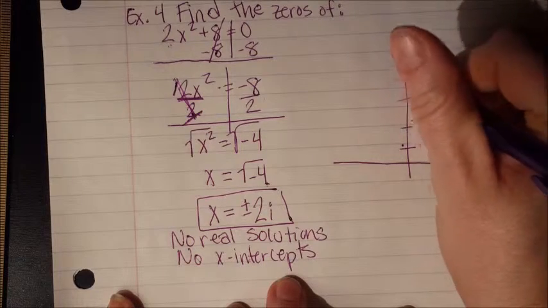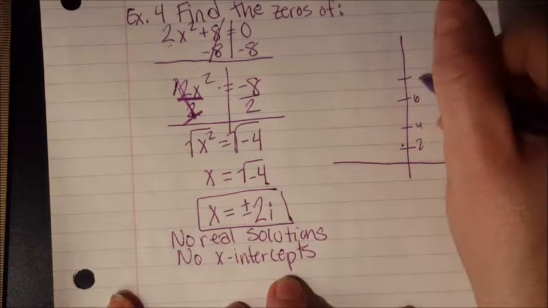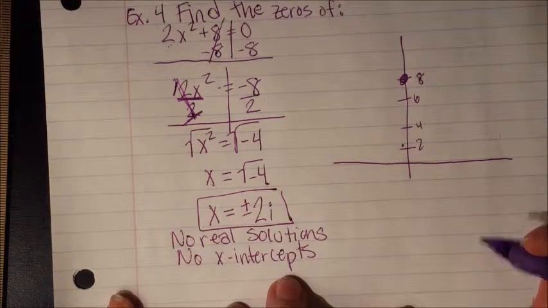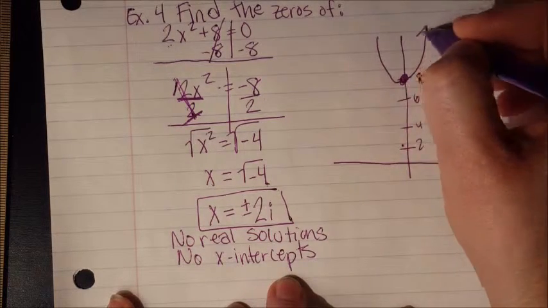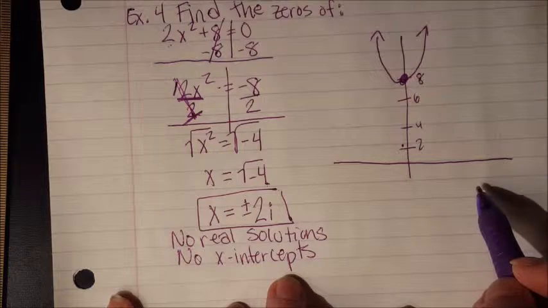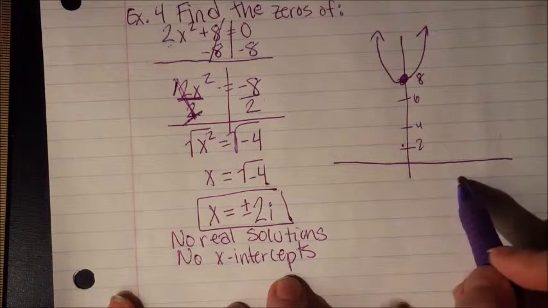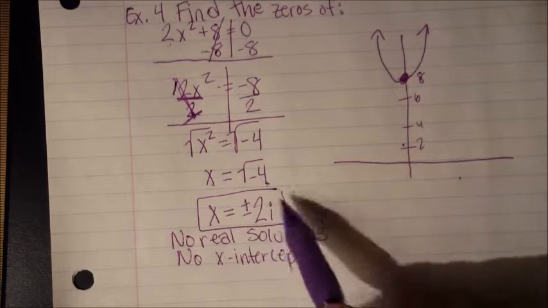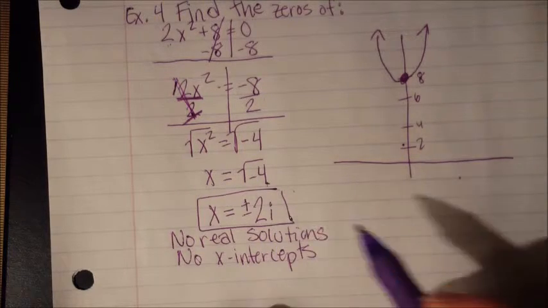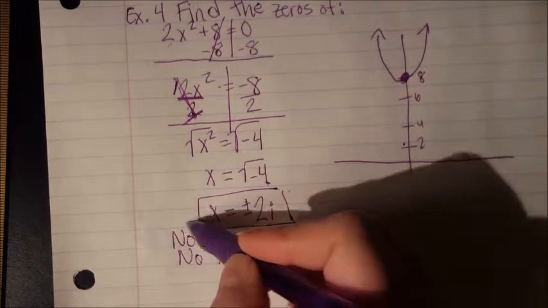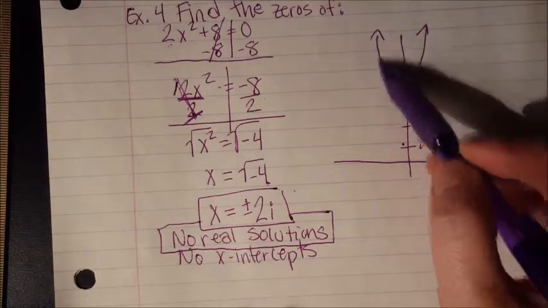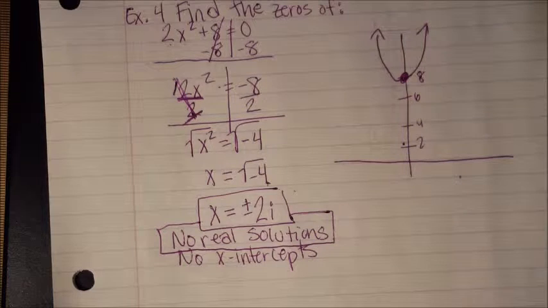2, 4, 6, 8. My vertex is at (0, 8), and it's concave up. Will that graph ever cross the x-axis? The answer is no. Hence why we got an imaginary solution. It's still a solution in the imaginary world, but if you're asked for real solutions, our answer would be no real solutions. And the reason there are no real solutions is because it never crosses the x-axis.